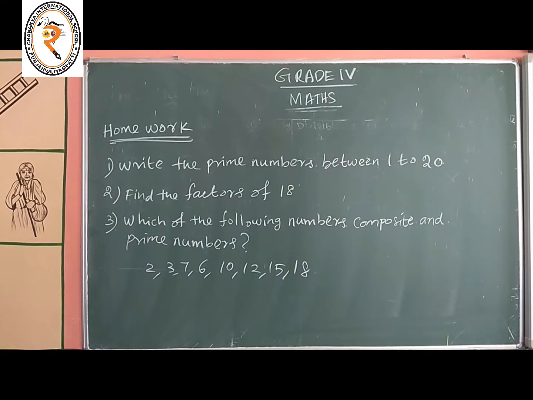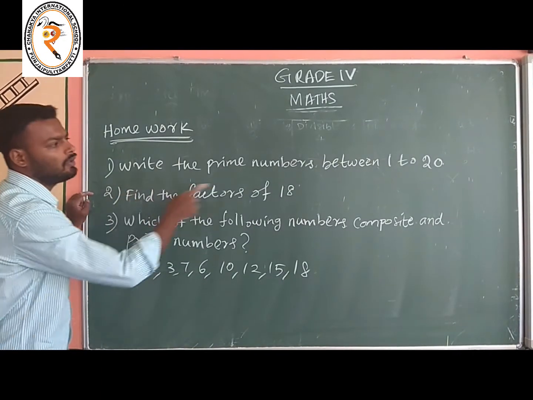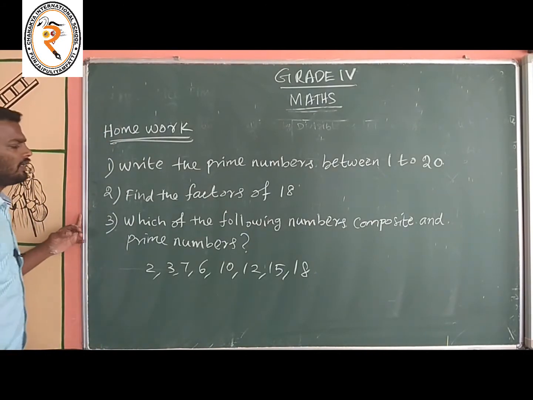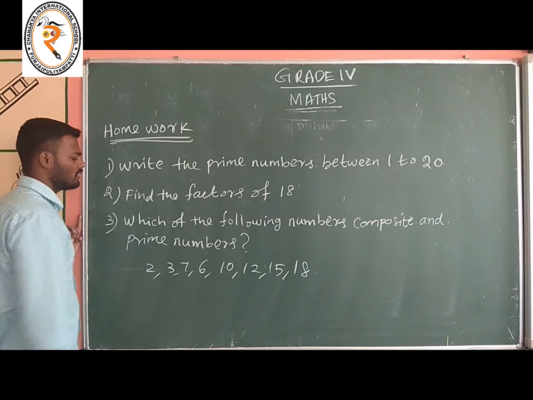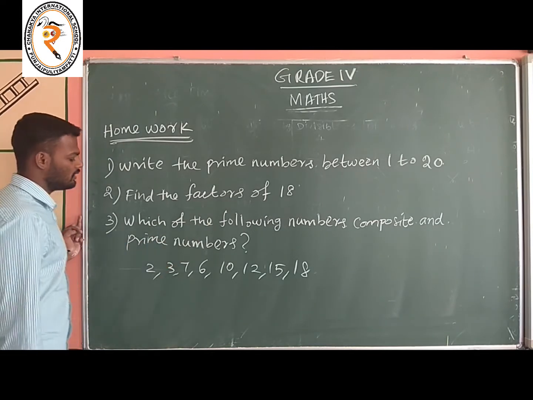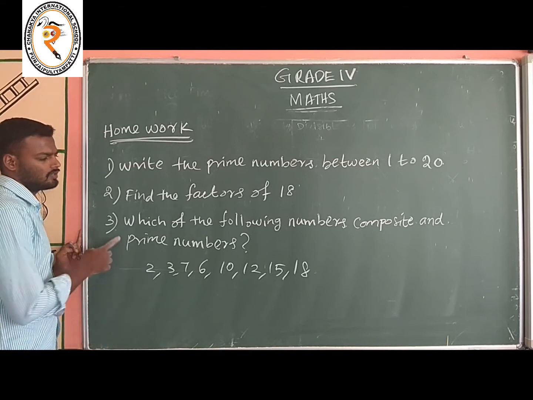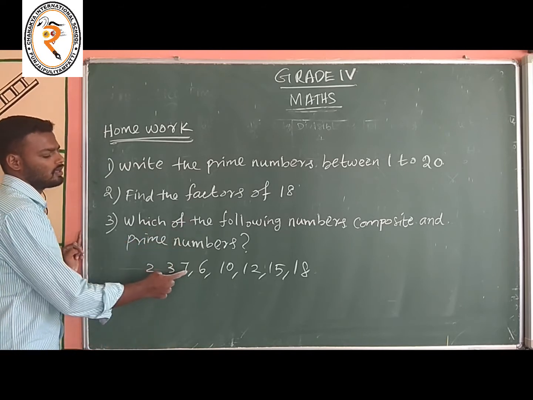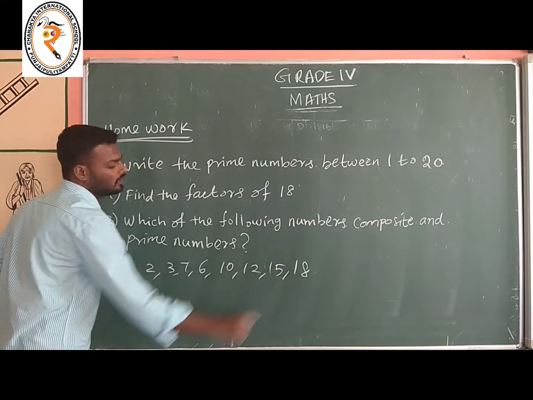Homework part. First, write the prime numbers between 1 and 20. Second, find the factors of 18. Third, which of the following numbers are composite and which are prime: 2, 3, 7, 6, 10, 12, 15 and 18?